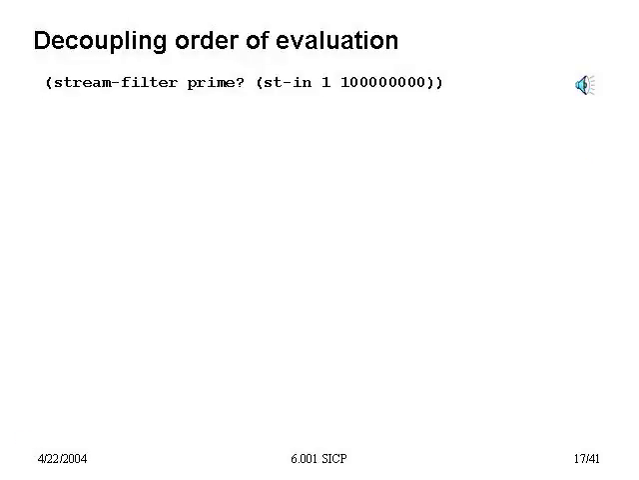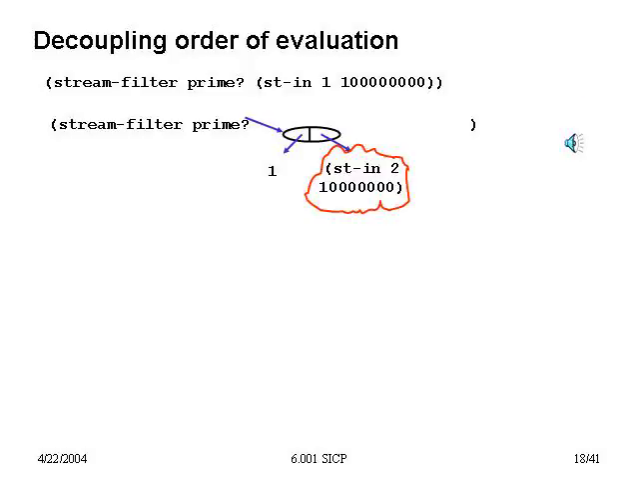So let's look at what happens with our little example. We're going to filter the stream of integers from 1 to 100 million using prime. And let's see what would happen if we actually do this, looking carefully at how lazy evaluation controls the order of evaluation. Well, stream filter is just a standard procedure, so we need to get the values of its arguments. Prime we'll just treat as some procedure, but stream interval we need to evaluate.